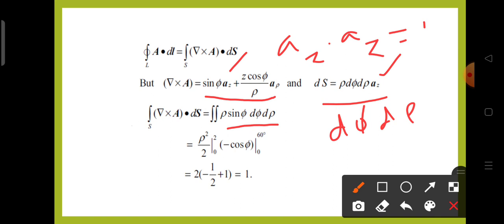Then by applying the suitable formula, we will get rho squared by 2 with limits 0 to 2, then minus cos phi with limits 0 to 60 degrees. So finally we will get the answer 1, that is, the surface integral of curl of A dot dS is equal to 1. Left hand side and right hand side, both sides have the answer 1. Thus the Stokes theorem is verified.